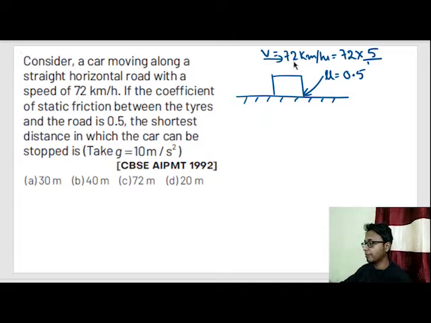72 into 5 by 18. 18 4s are 72 and 5 4s are 20. Our velocity was 20 meter per second. This velocity of 72 km per hour was converted to 20 meter per second.